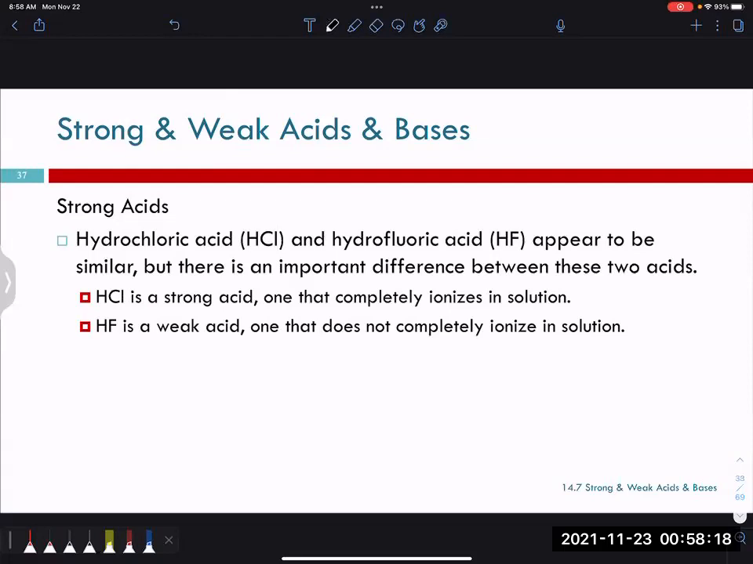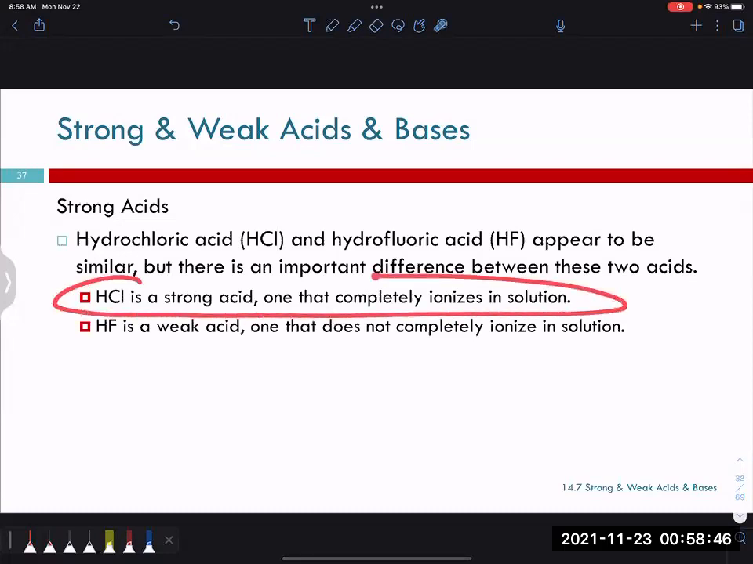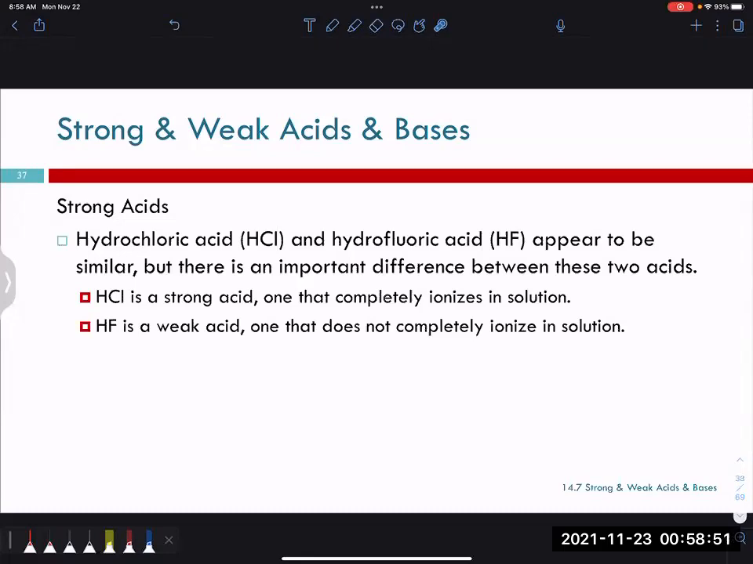Well, we'll talk about these briefly. So don't worry about memorizing these for the exam. I'm not going to ask you strong acid, weak acid on an exam. So strong acids, though, like hydrochloric acid. Hydrochloric acid is a strong acid. These are also strong electrolytes, so they produce lots of ions when you add them to solution.